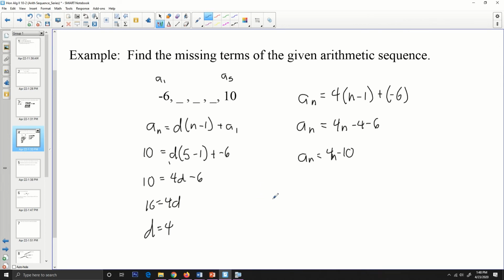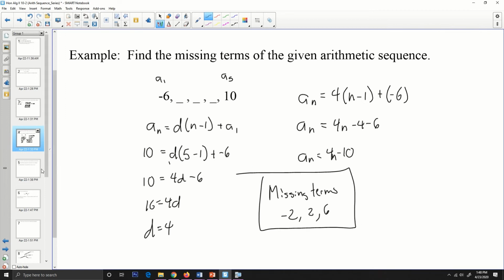So let's just do it the easy way and say the missing terms, since we know the common difference is 4: 4 and negative 6 would be negative 2. Negative 2 and 4 would be positive 2. Positive 2 and 4 would be 6, and then 6 and 4 would be 10. That makes me feel good that I've got all the values.